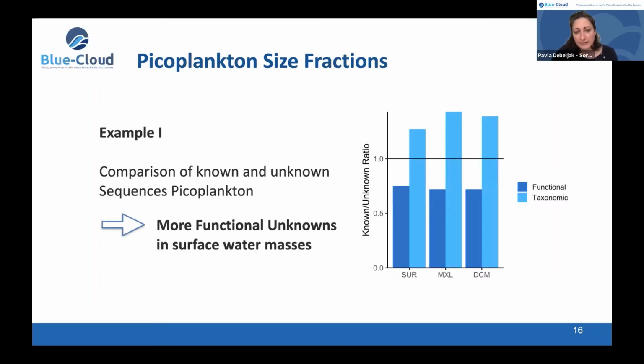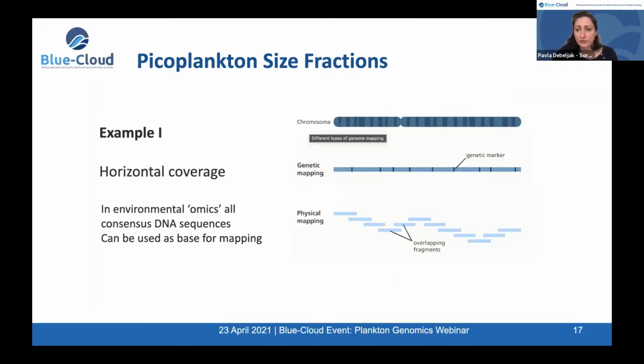What we can do then is look into the horizontal coverage. To briefly explain, when we look at a chromosome or a DNA fragment of one organism, we can map shorter elements to this sequence and look at how often it was actually sequenced or how often it was actually transcribed.